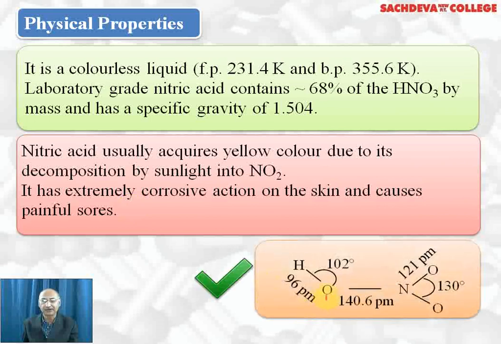This is the structure of nitric acid. Here nitrogen is sp2 hybridized. One of the bonds is a double bond, another one is a coordinate bond, and this is a single bond. Here also we have a single bond.